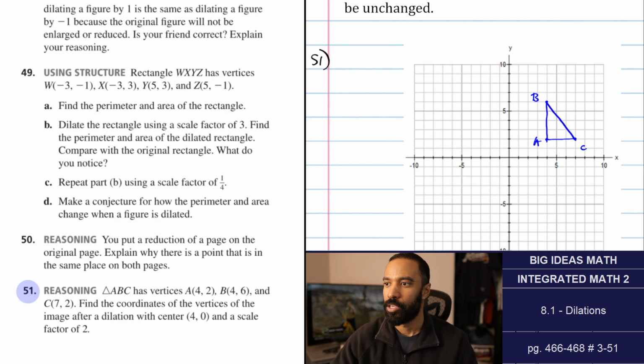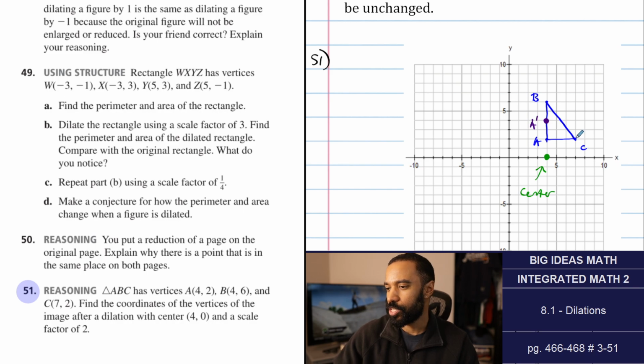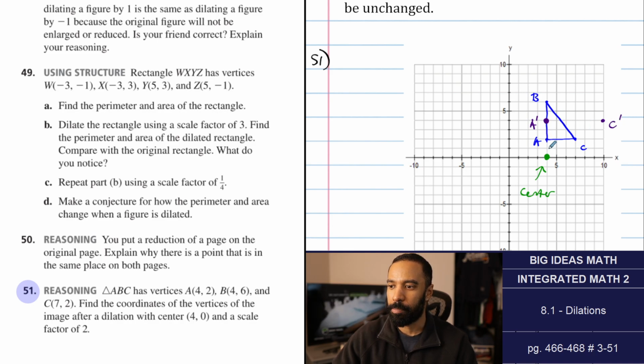Okay, so A doubled from 4, 0. Once again, I'll call this the center. A prime is going to be double that distance from here, not from the origin, but from there. C prime is 1, 2, 3, 1, 2. So 1, 2, 3, 4, 5, 6, and 1, 2, 3, 4 up. There we go. That's better. And B prime is 6 up. Now we've got to go 12 up from there. And there's B prime.